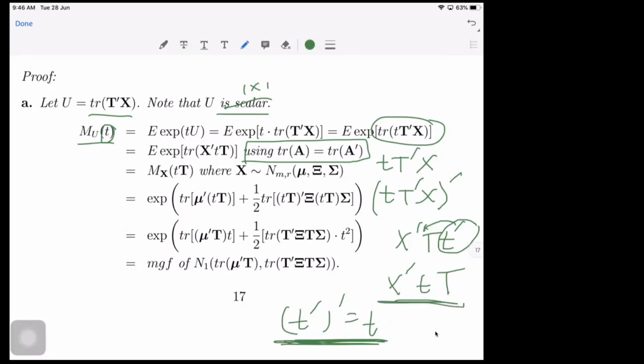Mao man ni nahitabo kay T prime is T man, pwede kay tungod kay scalar siya, pwede siya ibalhin before sa T. So, tinuod ba na scalar si T?